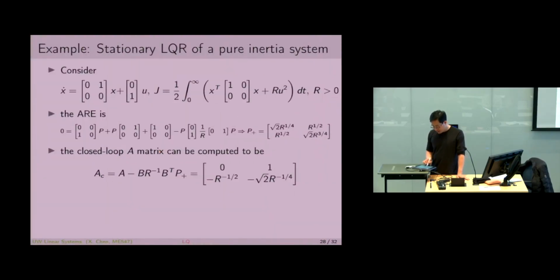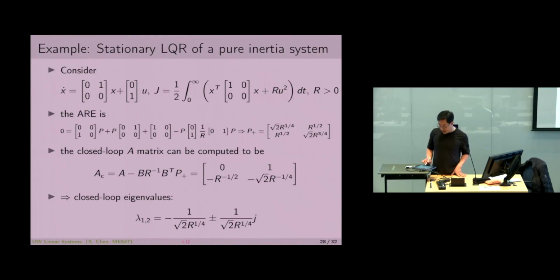The closed loop A matrix, now just to substitute the control law inside here, becomes A minus B R inverse B transpose P star. You can compute, it becomes this. So the closed loop depends on R. Depending on how much you constrain or limit the input magnitudes, the closed loop will behave differently.